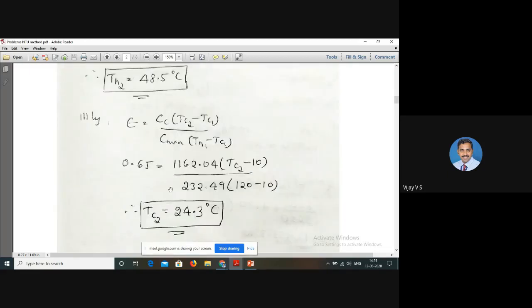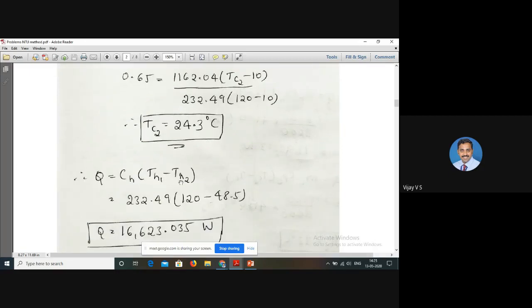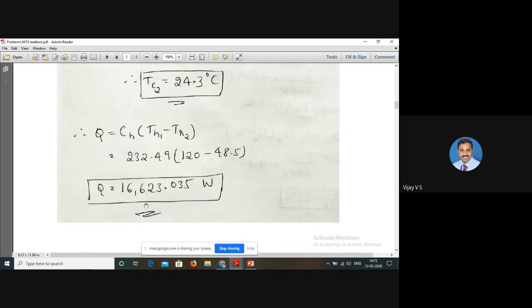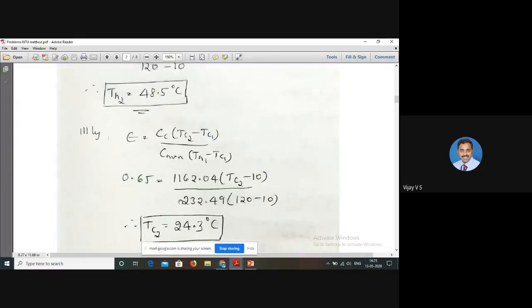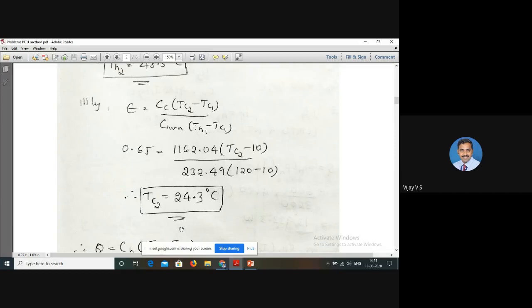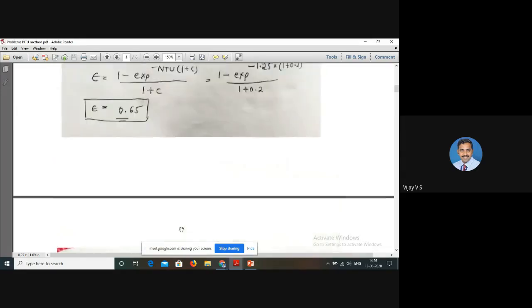Now once I know both the temperatures, I can find out the heat transfer rate. Q is equal to CH into (TH1 minus TH2). So this is the total heat transfer, 16,623.035. So this is how we can use the effectiveness method to find out the outlet temperatures of both the fluids, which is not possible using the LMTD method. So clear this problem.